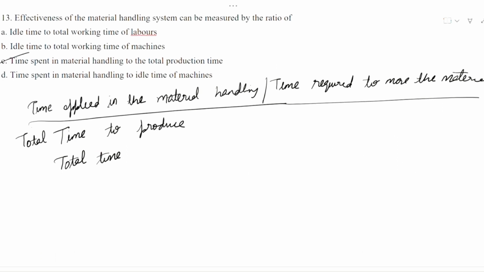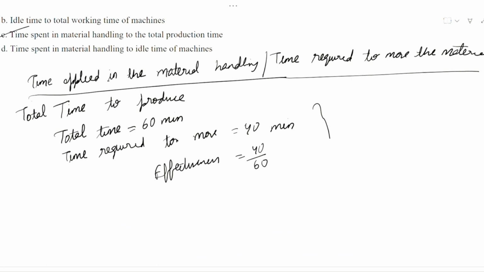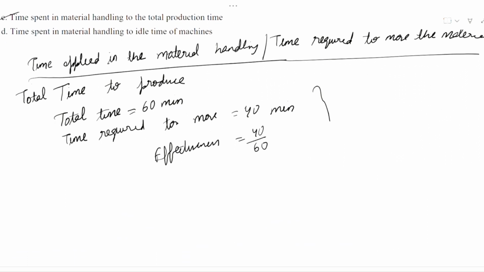Total time is equal to 60 minutes and time required to move is equal to 40 minutes. That means effectiveness is equal to 40 by 60. So this means we invest a lot of time in moving the material.